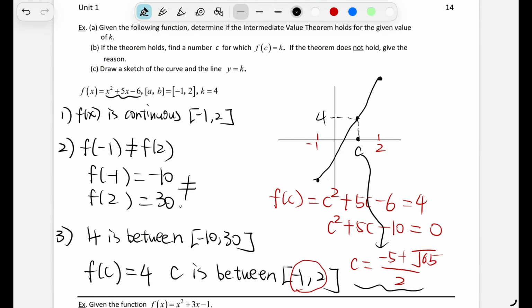Excuse me here, I made a tiny mistake. The value here, if you plug x equals 2 in, instead of 30, I'm pretty sure it's 8. So this will be 8. However, it doesn't affect the result. 4 is still within this range, so we can still say IVT holds right here.